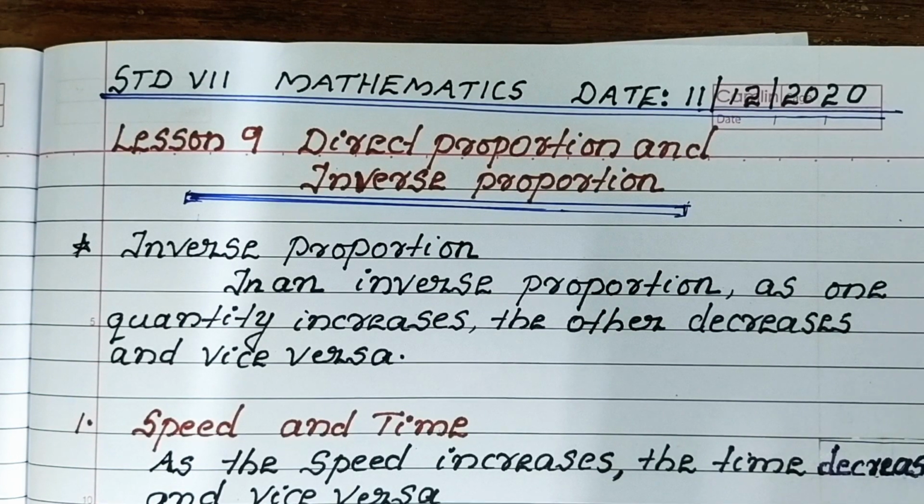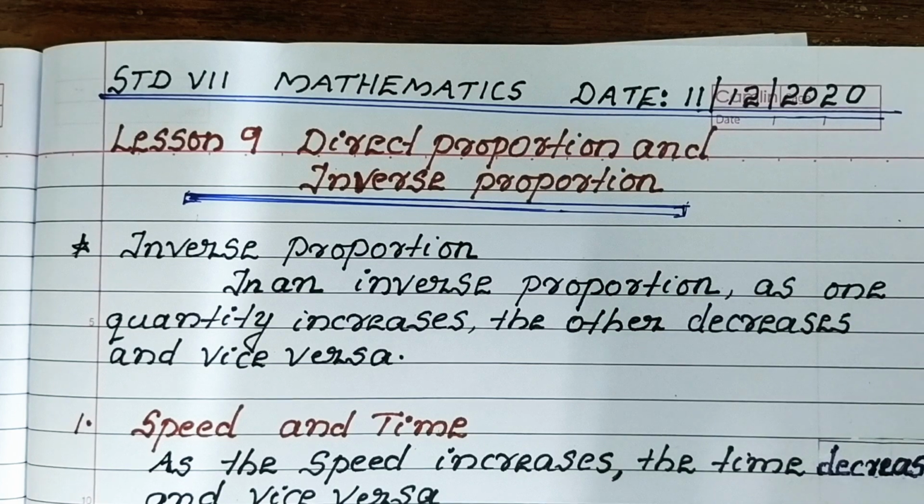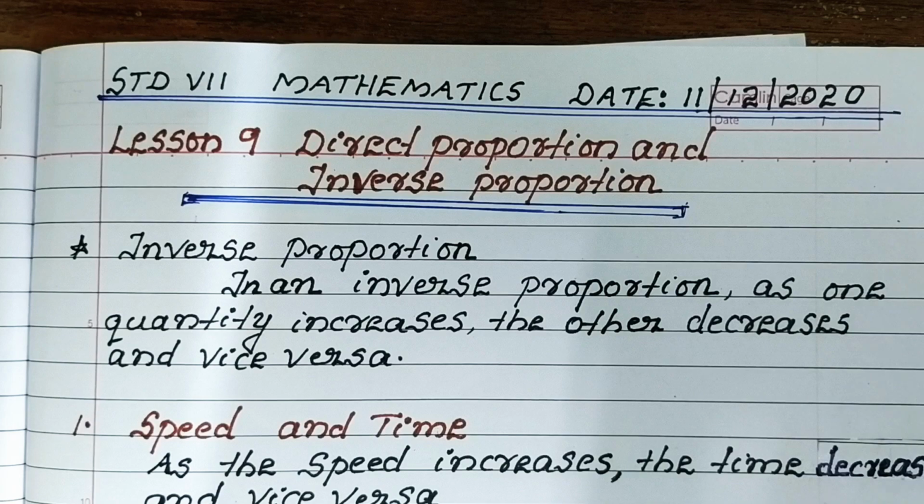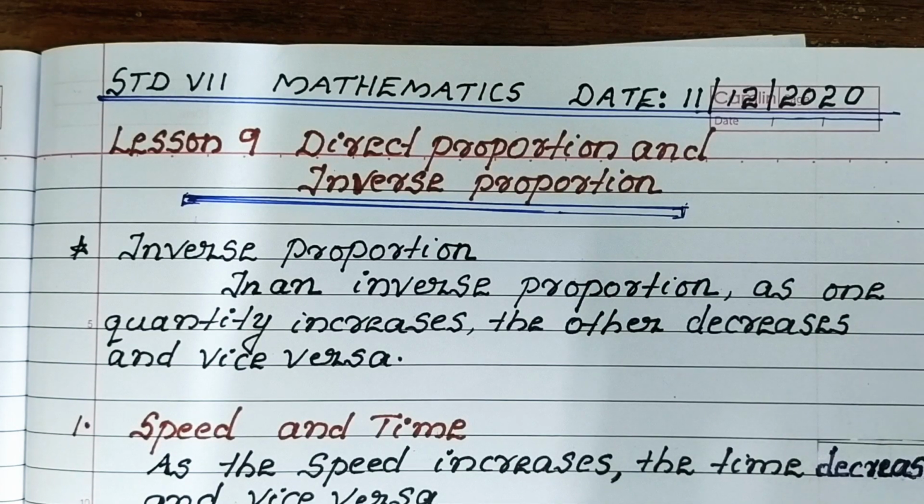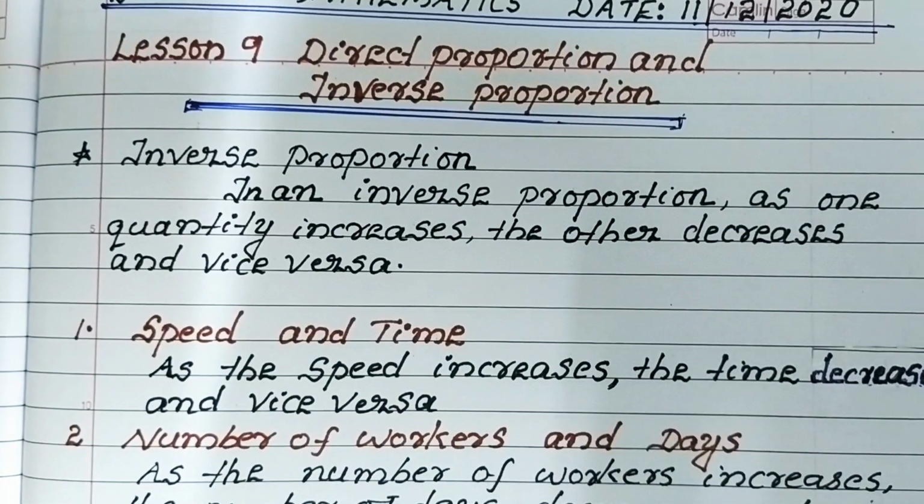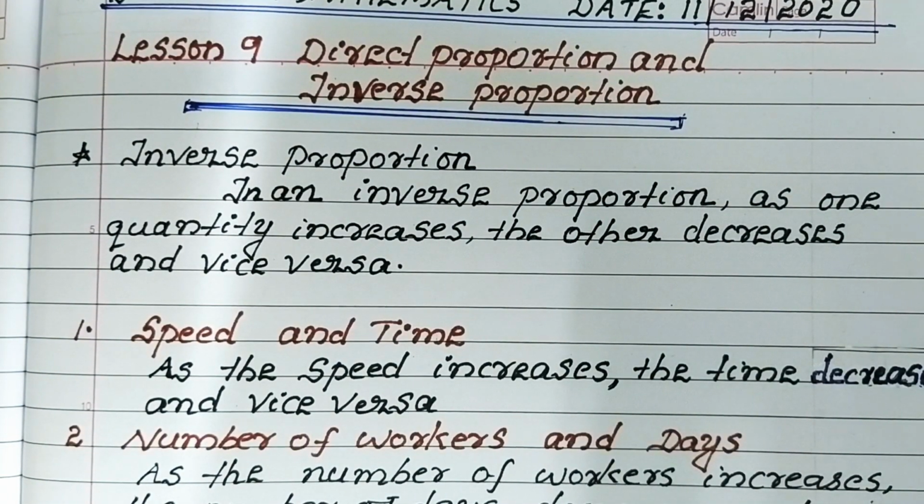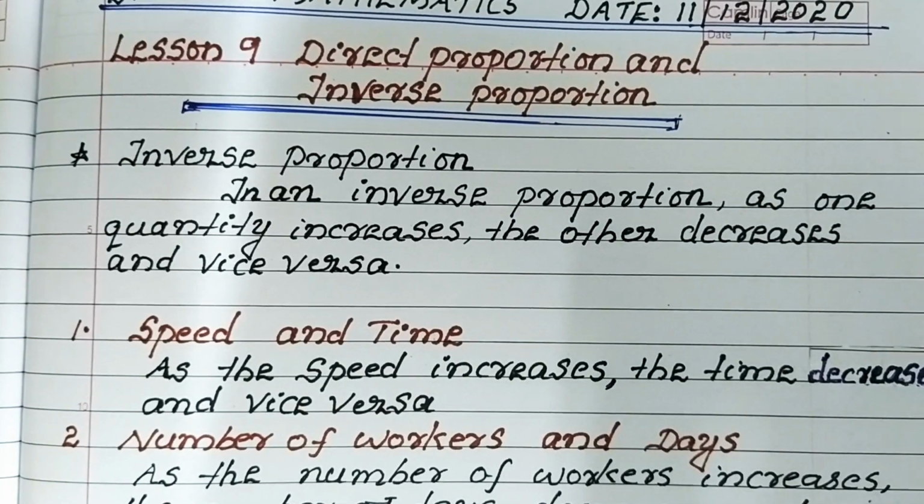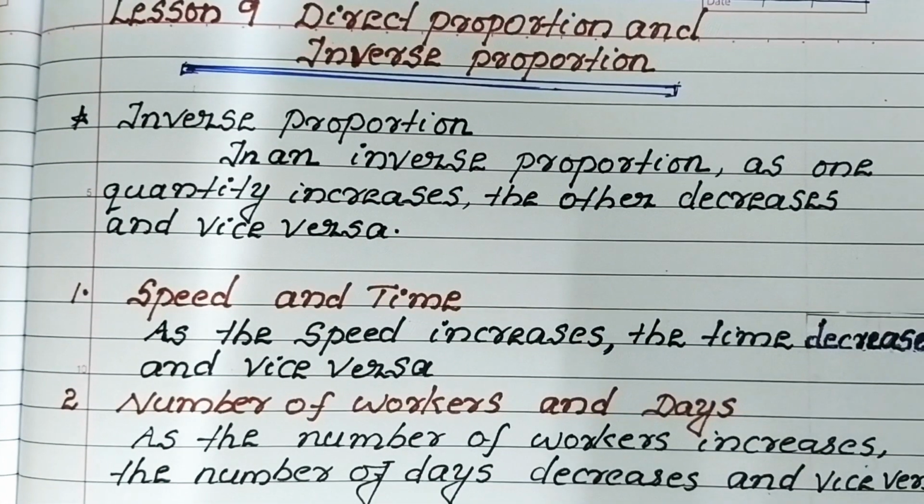For example, number of notebooks and cost of notebooks. More books, more cost; less books, less cost. And in direct proportion, the ratio of two quantities is a constant. Today we are going to learn about inverse proportion.